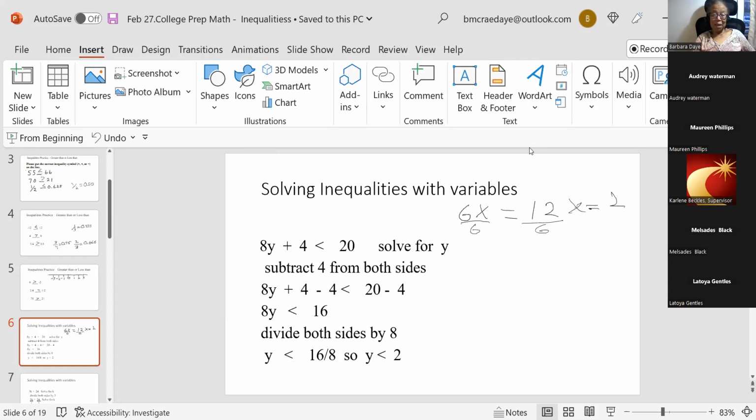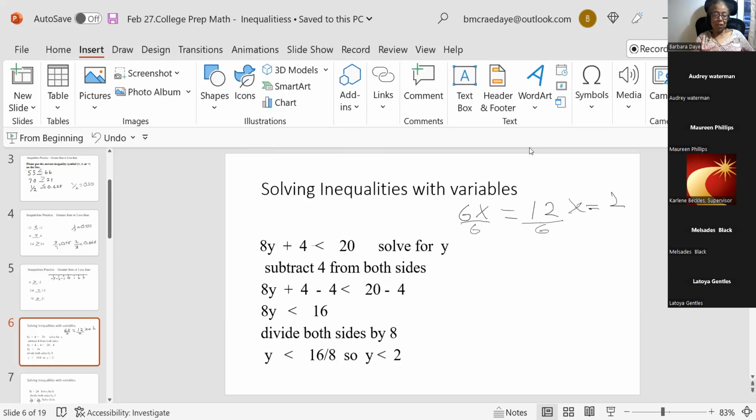Just remember, whatever you do for the equalities, you do the same kind of operations for the inequalities. So here's an inequality: 8 times the variable y plus 4 is less than 20. Solve for y. First thing we'll do is get these constants together, the 4 and the 20. But there's a plus, so we subtract the 4 from both sides. Remember, keep an equation in balance. We have to do the same to both sides.